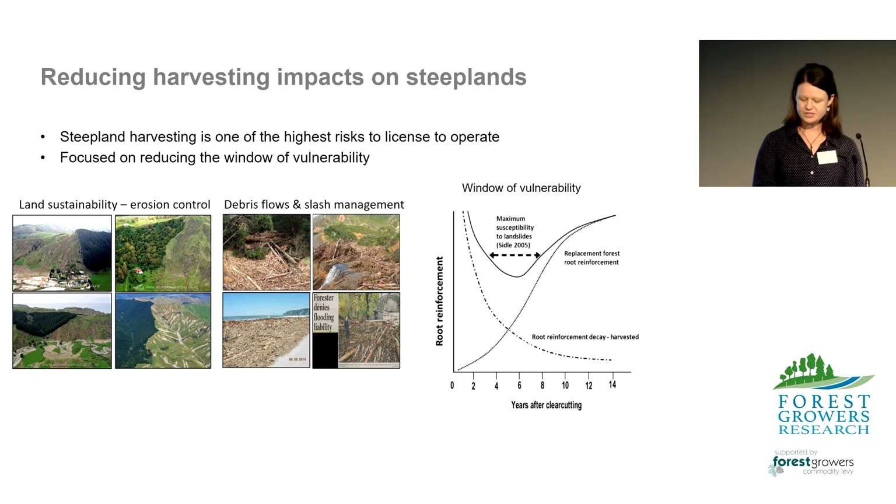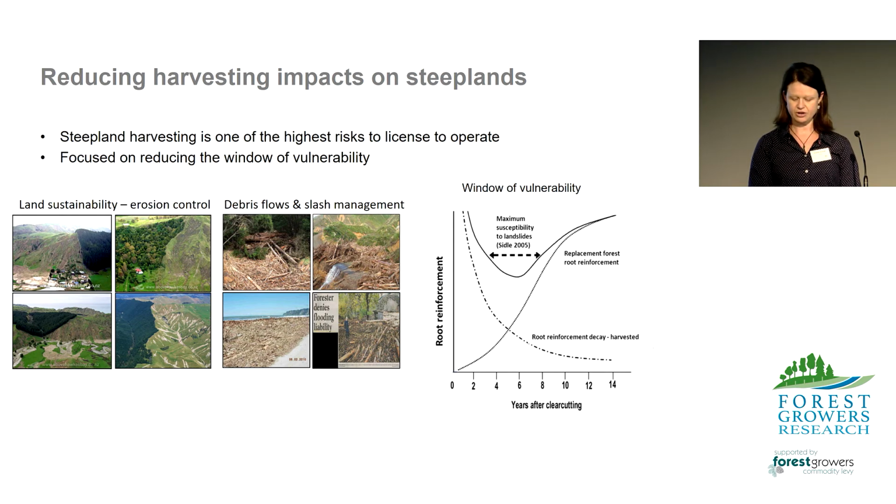So planted forests protect the land from erosion for the majority of the rotation. Therefore, we know trees are good. However, on steeplands, harvesting is one of the highest risks to the environment and the sector's licence to operate, due to the risk of landslides and debris flows.